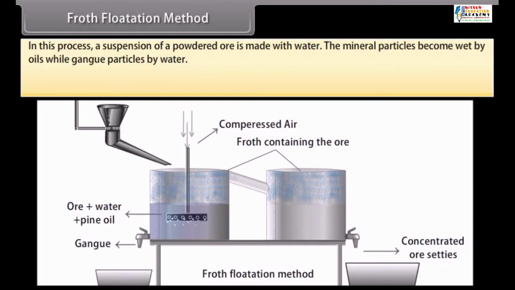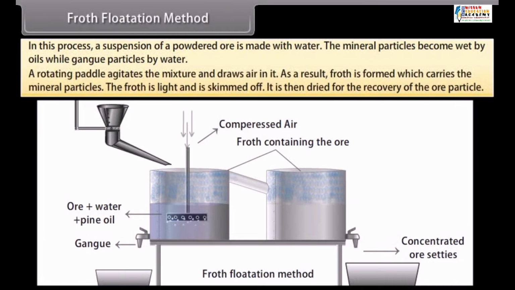The mineral particles become wet by oils while gangue particles by water. A rotating paddle agitates the mixture and draws air in it. As a result, froth is formed which carries the mineral particles. The froth is light and is skimmed off. It is then dried for the recovery of the ore particles.